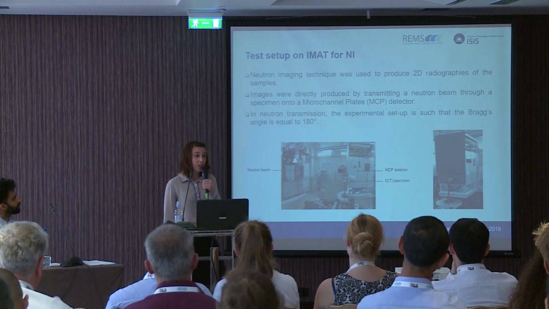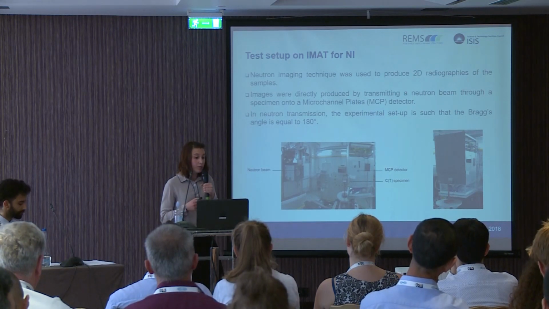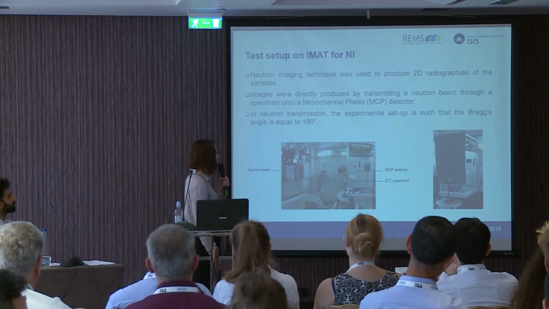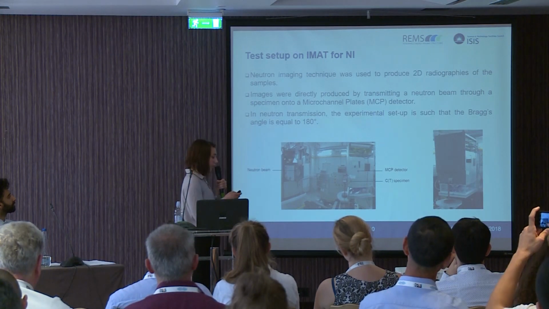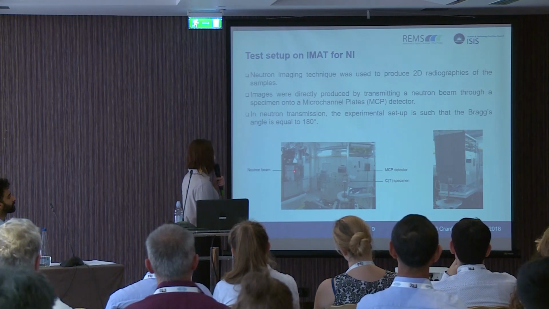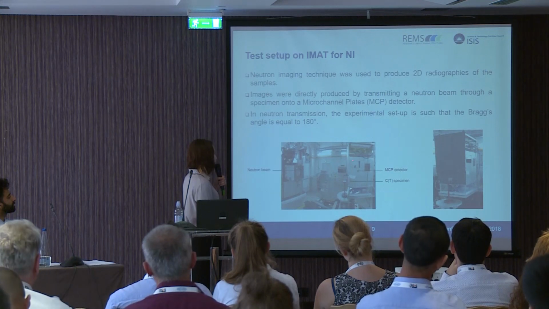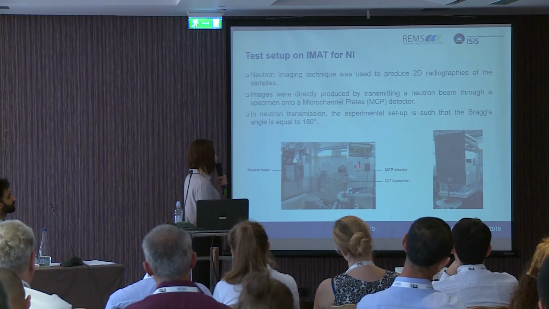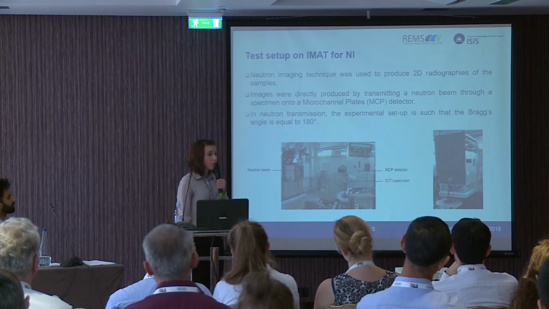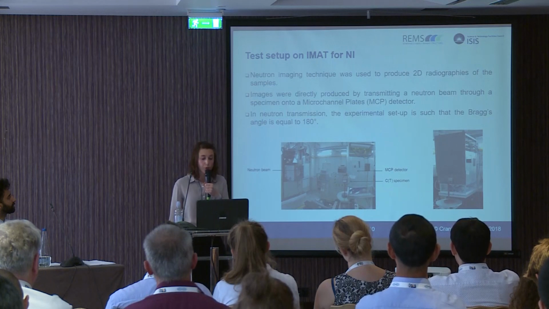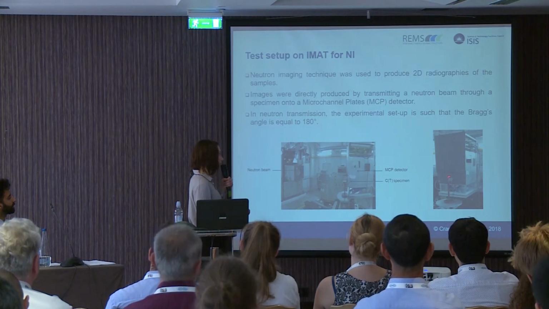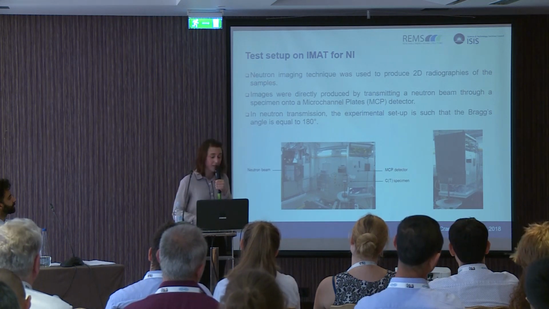Regarding the neutron imaging measurements on IMAT, so this is the technique which was used to produce 2D radiographies of the sample. And the images were directly produced by transmitting a neutron beam coming out this way onto a specimen here, and onto a microchannel plates detector here. So in neutron transmission, the experimental setup is such that the Bragg angle is equal to 180 degrees. And here, just to show you, we've got a sample in front of the MCP detector.